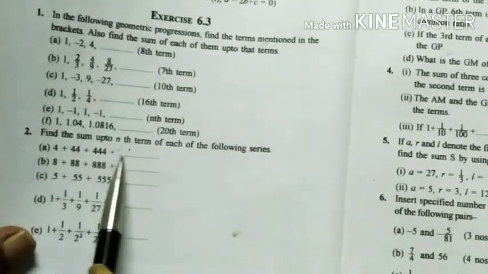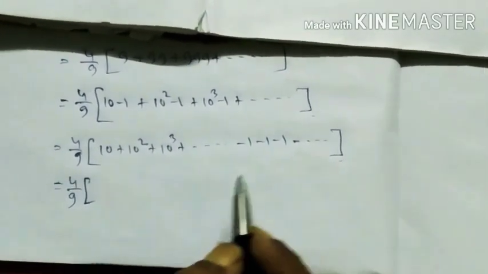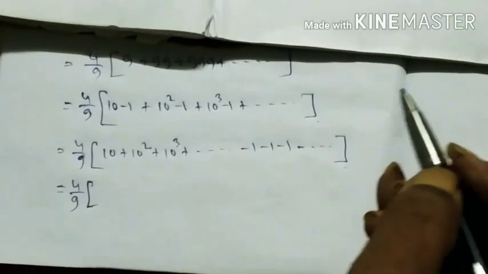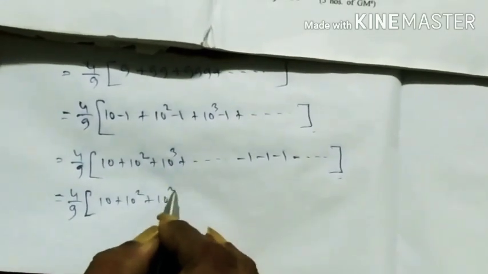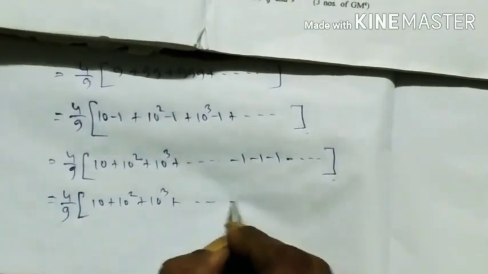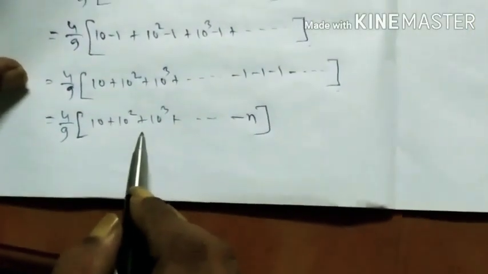Since in the question it is given up to nth term, therefore minus 1, minus 1 up to n. When you add minus 1, minus 1, minus 1 up to n terms, this is equal to 10 plus 10 square plus 10 cube plus dot, dot, dot. This will become minus n. Now you find that this is in GP, so we are going to take the help of GP formula, that is sum formula.